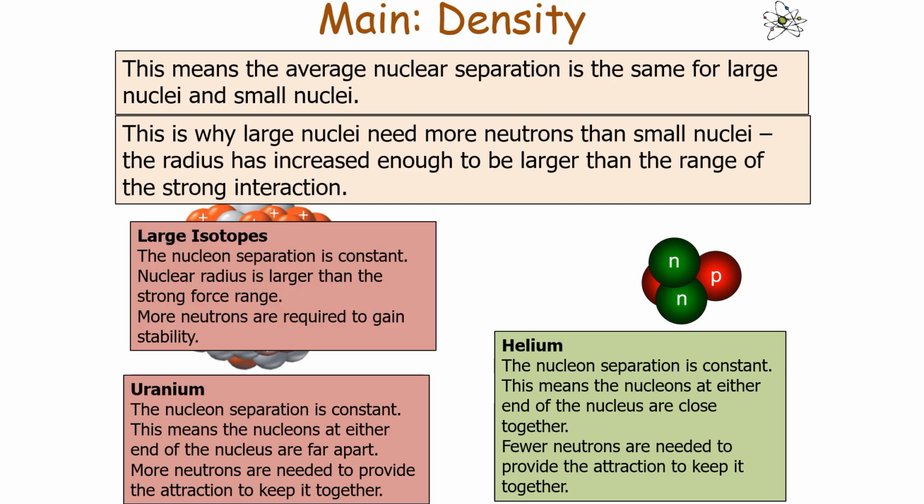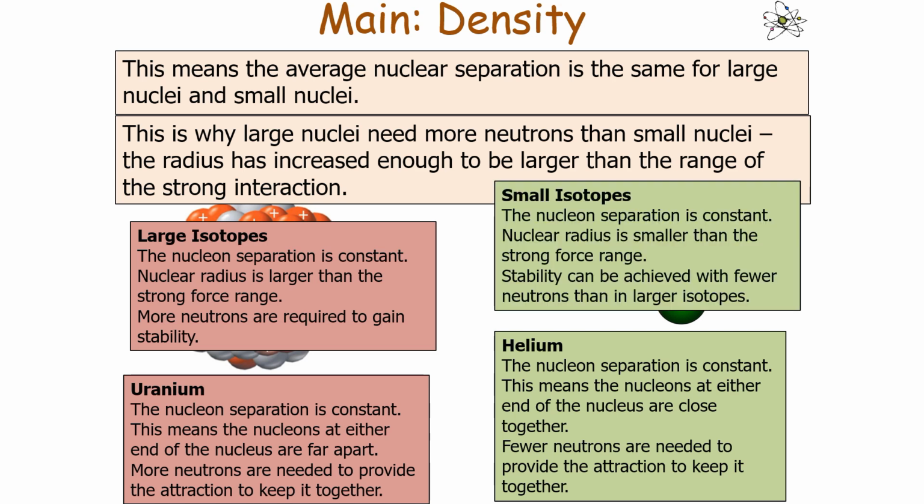So for large isotopes, because our nucleon separation is constant, the nuclear radius is larger than the strong force range, so more neutrons are required to gain stability for this particular nucleus. Whilst for small isotopes, because our nucleon separation is constant, the nuclear radius will be smaller than the strong force range, so stability can be achieved in these nuclei with fewer neutrons than in the larger isotopes.